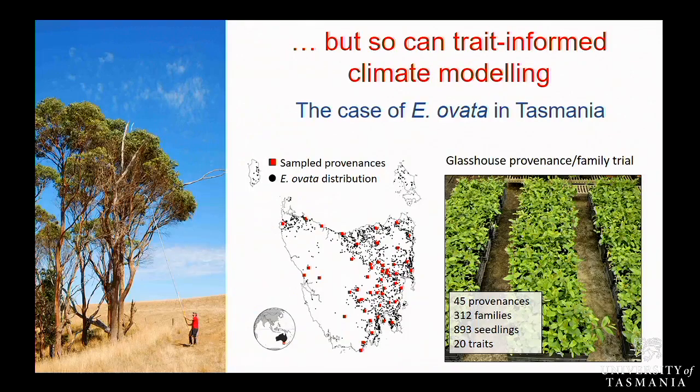But this isn't the only way that we can introduce genetics into these climate models. We can also use traits under divergent selection. To explore this approach, we used 20 seedling traits grown in a glasshouse experiment for 893 seedlings from 312 families sampled across 45 populations of Eucalyptus ovata in its distribution in Tasmania.